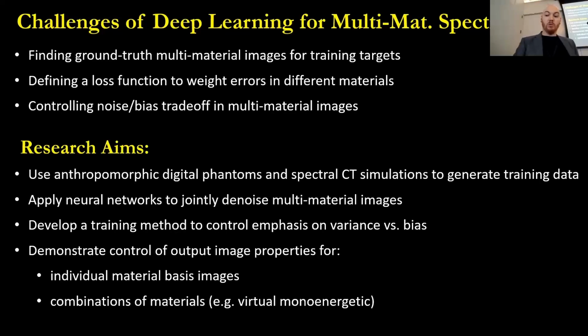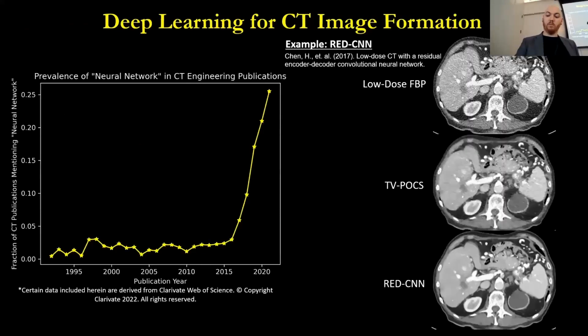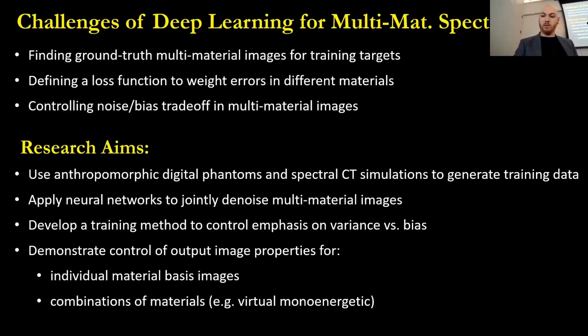We also developed a new training method for tunable neural networks, which provides the capability to control the relative emphasis on variance versus bias. And we'll demonstrate how tunable hyperparameters can be used to control this variance bias trade-off in multi-material imaging.